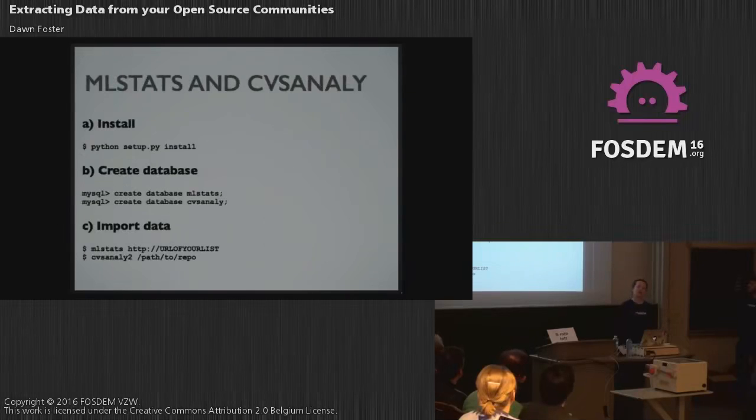Super easy to use. They're written in Python. You just install them. It's not that hard. Create a couple of databases, and then you import the data. And there are a few more configuration options you can use, like where your database is and things like that. But it's pretty simple. ML-stats takes as its argument the URL where your mailing list archive is stored. And CVS and Alley takes as its argument the path to the repository that you've cloned wherever you're running this command. And so it takes all this data and then stores it in a database.